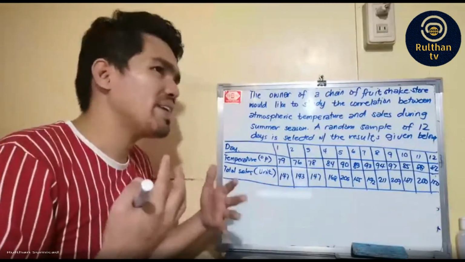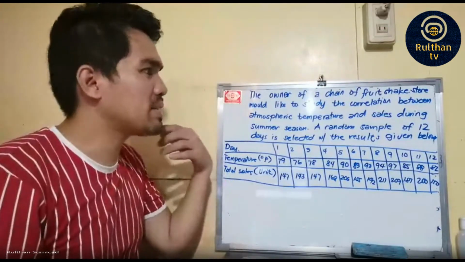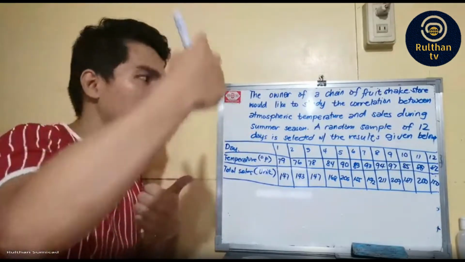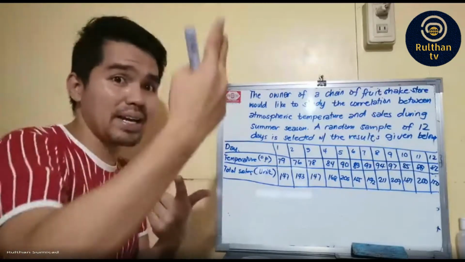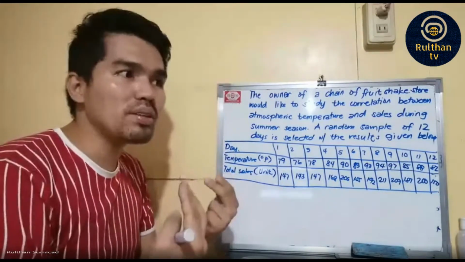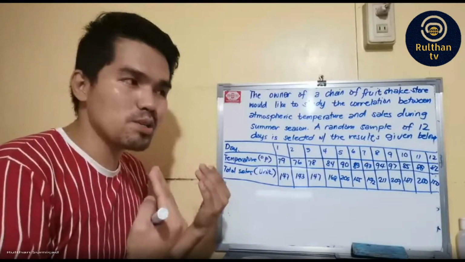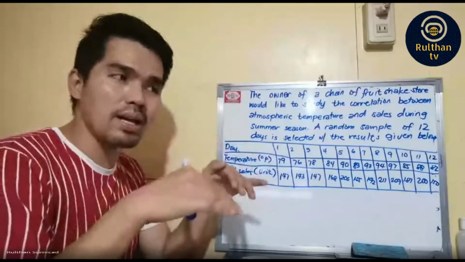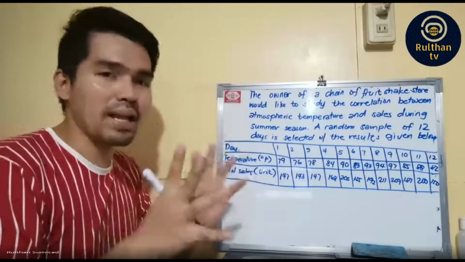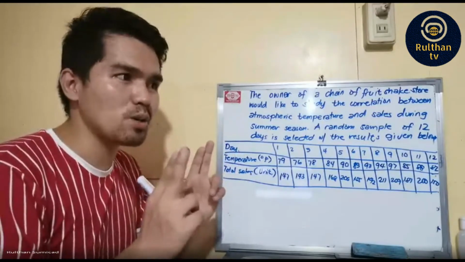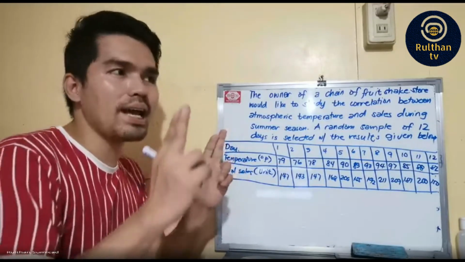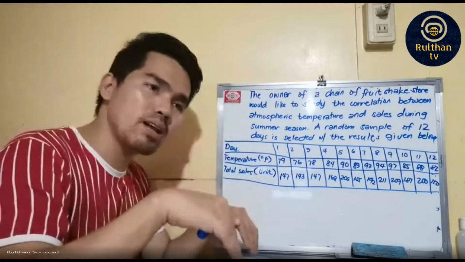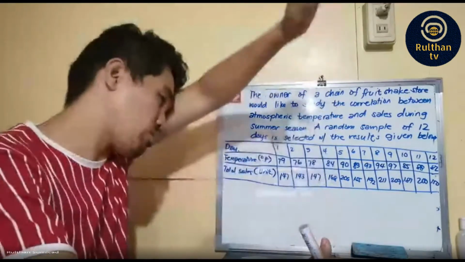So it's like asking: during summer season, as the temperature gets higher, does the total sale also get higher? If both go up together, that's a positive correlation. If the temperature goes down and the sale also goes down, that's the same kind of relationship. With a perfect positive correlation, as temperature increases, sale also increases. With a negative correlation, as temperature decreases, the sale increases. That is what we would like to test.